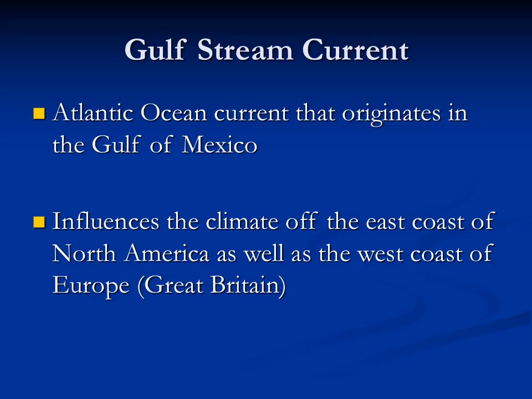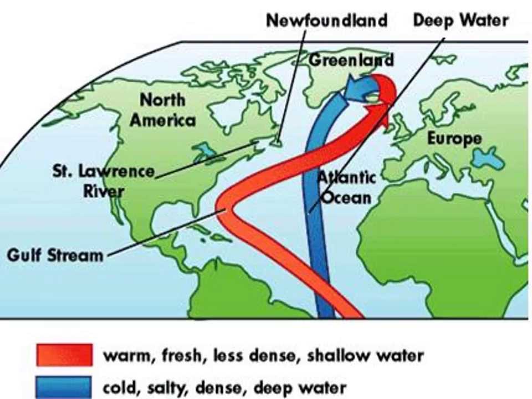Okay, we're getting there. Gulf Stream current. The Atlantic Ocean current that originates in the Gulf of Mexico is the Gulf Stream current. And the Gulf Stream current is super duper important because it influences the climate off the east coast of North America, where we live, and the west coast of Europe, Great Britain. If we did not have the Gulf Stream current, we would have really cold temperatures, because we wouldn't have this warm surface water off of our ocean to help influence the climates around us.